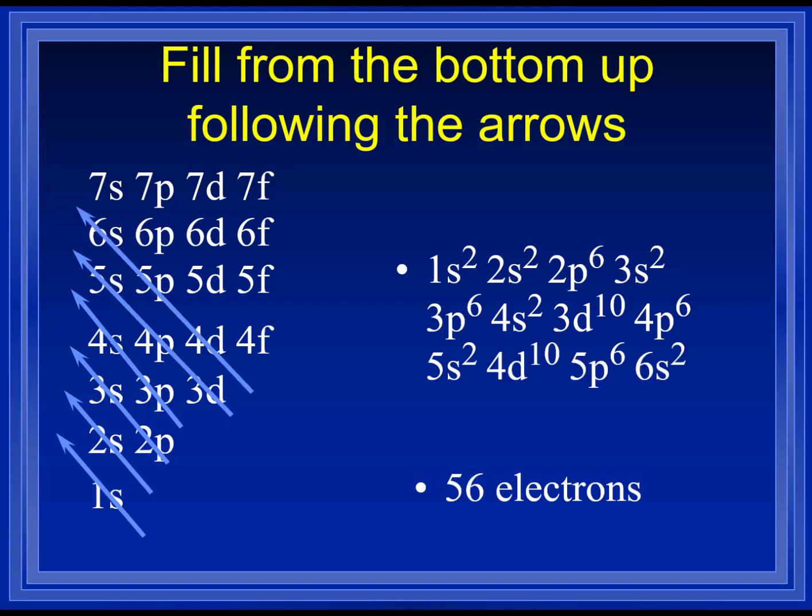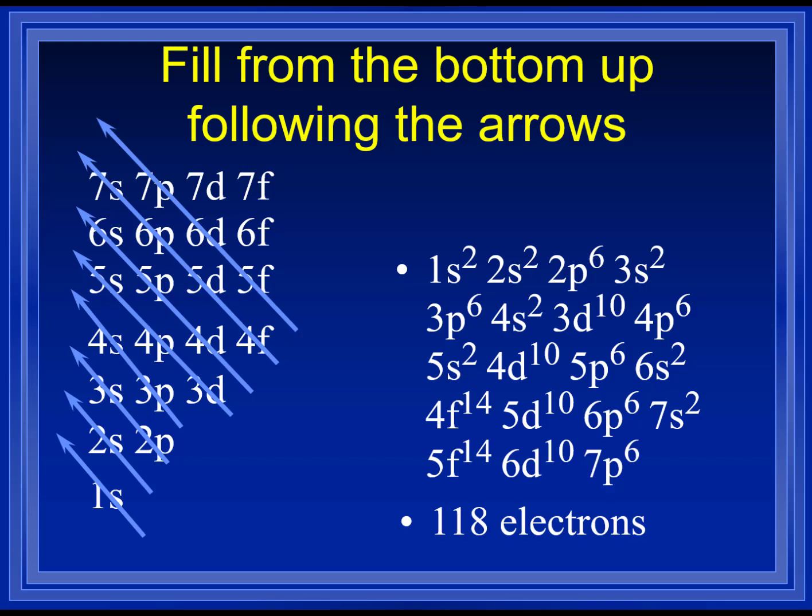Follow the diagonal lines. The next line will go through 4d, then 5p, then 6s. Notice, I can stop and talk about something else, but I know where the next one's going. Where's that next diagonal line going to go through? 4f, 5d, 6p, 7s. And the next arrow is going to go through 5f, 6d, and 7p. And I stopped my table there because I hit 118.